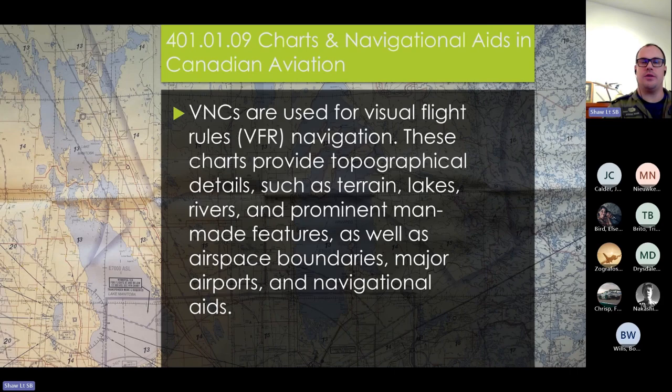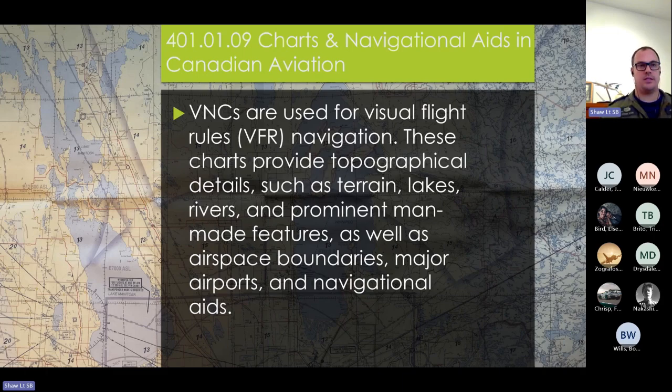VNCs are used for visual flight rules navigation. On these charts we get topographical details: terrain, lakes, rivers, and also prominent man-made features. So we've got cities, highways, and towns. They've got towns labeled on those VNCs that haven't existed for a long, long time.